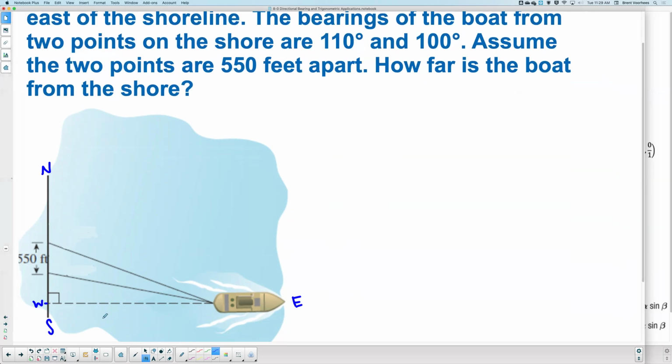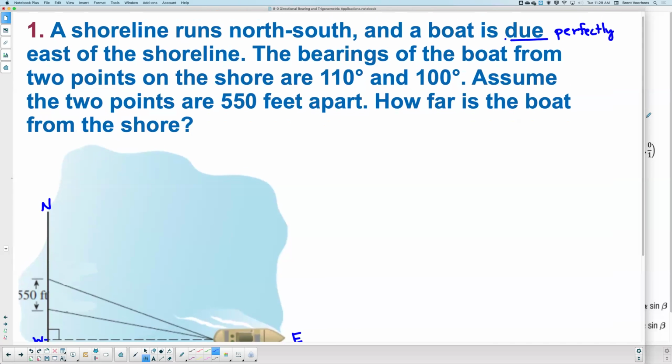Now, I just filled those in. Did they give us those at the beginning? No, I just filled them in. Again, this is what the textbook assumes you'll do in the future, so I'm just walking you through how to do it. It says the bearings of the boat from 2 points on the shoreline. So I want you to draw 2 dots. They did not give us this. These are the 2 points. Draw 2 points there. Are 110 degrees and 100 degrees.